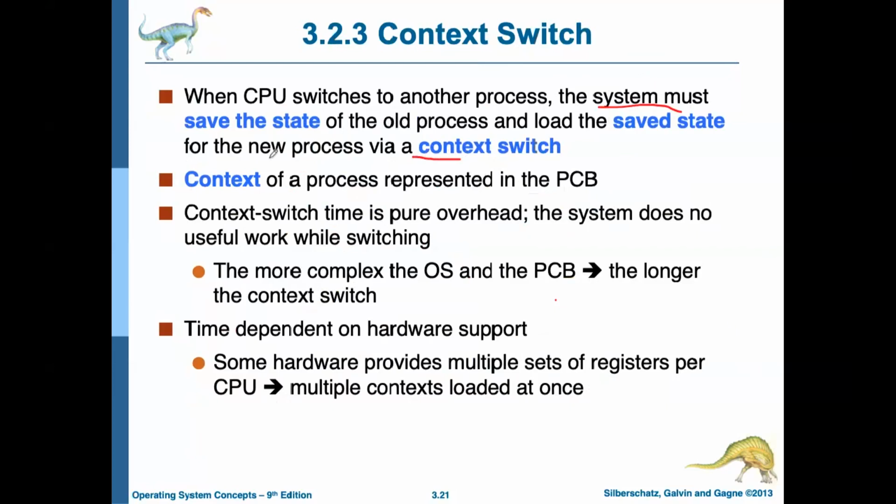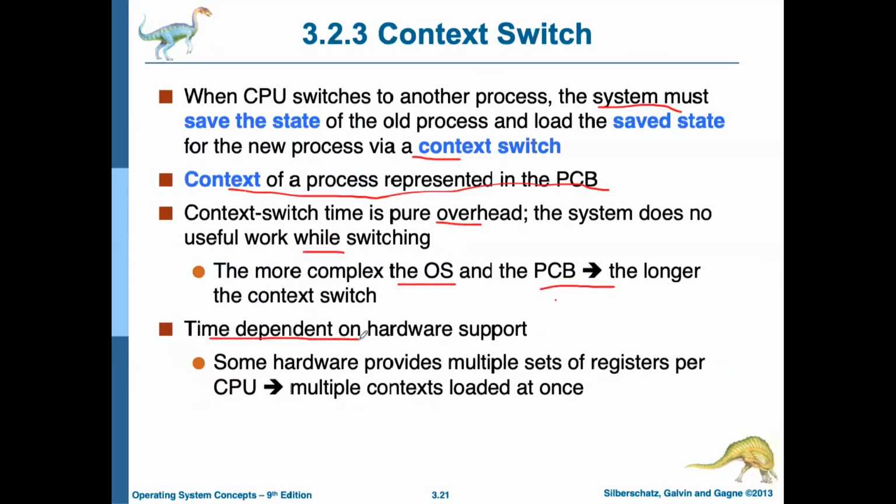Context of a process is represented in the PCB. Context switch time is pure overhead. The system does no useful work while switching. The more complex the OS and the PCB, the longer the context switch takes. The time is dependent on hardware support.